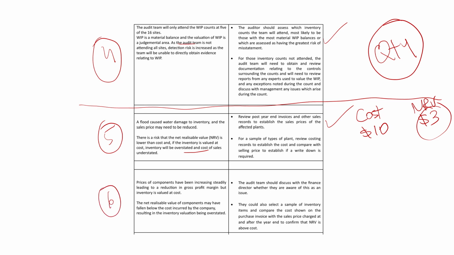In another example, the prices of components have increased steadily, leading to a reduction in gross profit margin, but inventory is still valued at cost. A different way of saying exactly the same thing. Your margins are going down because your products are becoming more expensive. So it's still at cost. You might not be able to sell it for that much, and because of that, your inventory could be overstated. I need to ask the management if they're aware of this issue, and for a sample of goods, I need to compare the cost to the estimated selling price.